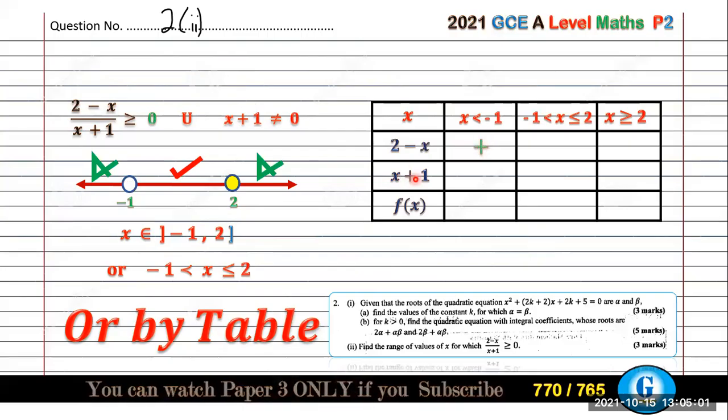Then minus 2. You fit minus 2 here. This one is going to be negative. And what is positive divided by negative? It is negative, right? So f of x is negative.